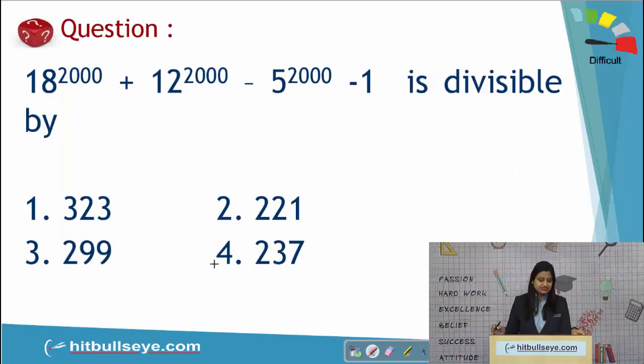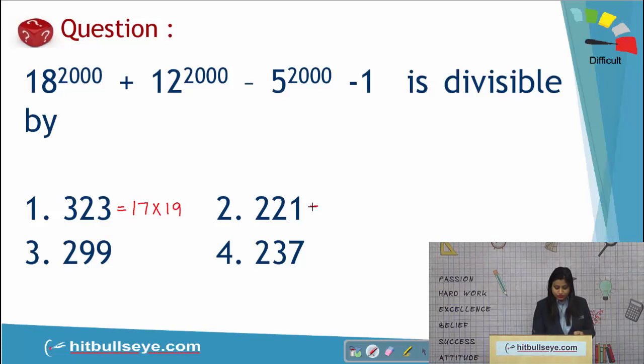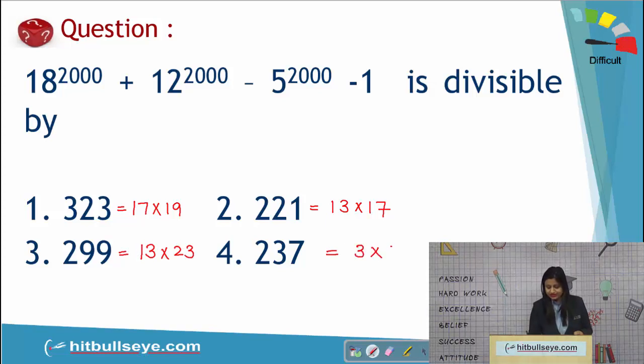It says 18 raised to power 2000 plus 12 raised to power 2000 minus 5 raised to power 2000 minus 1 is divisible by which of the following options? Now, as we know, 323 can be written as 17 into 19. 221 can be written as 13 into 17. 299 can be written as 13 into 23. And 237 can be written as 3 into 79.